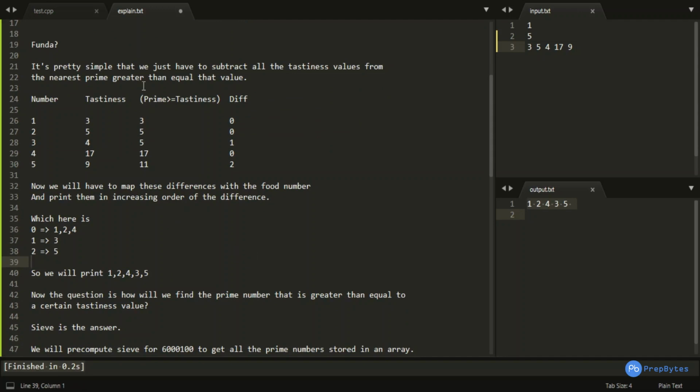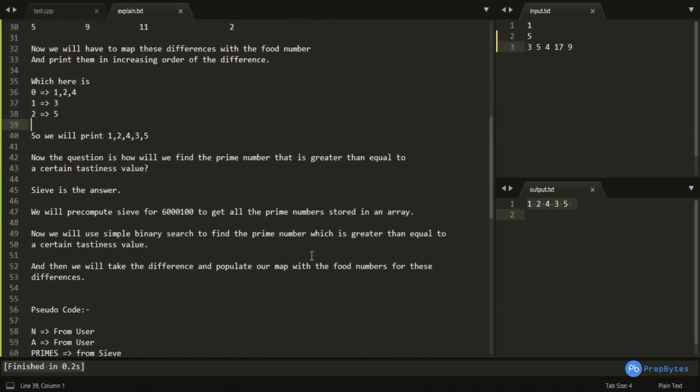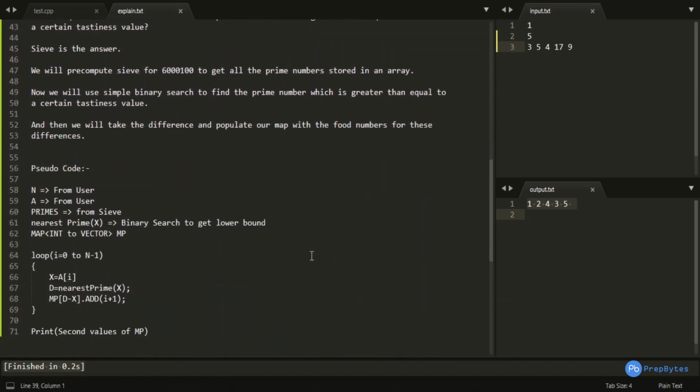That is, how are we getting this section of my table, right? This must be a question. So it's pretty basic that if prime is our only concern, then Sieve is the answer. Now, how are we going to apply Sieve?